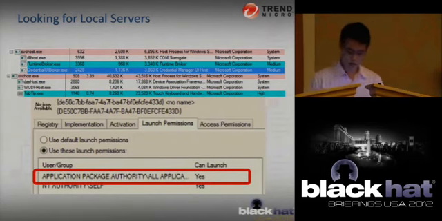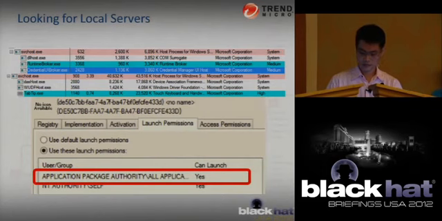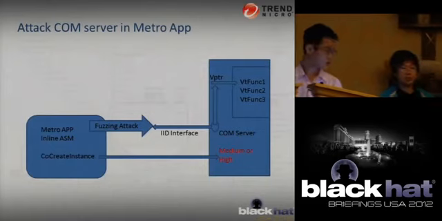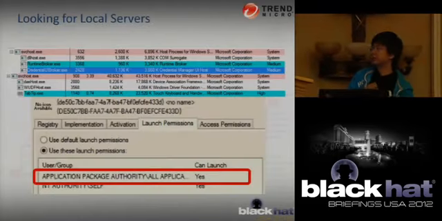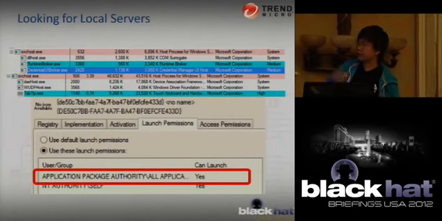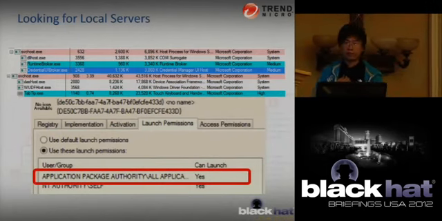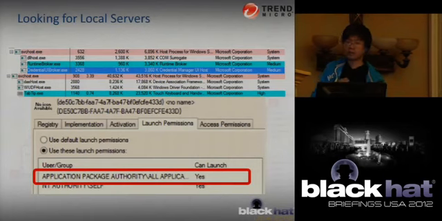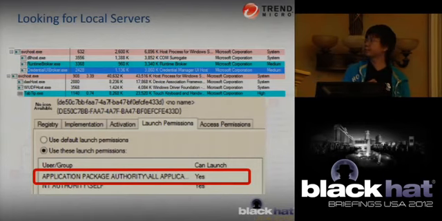So this one has to be granted. Then the Metro app can use this COM server. Not all COM servers you can use. Basically, if the COM server grants this permission for MetroStyle apps, then with this setting, with this granted permission, a MetroStyle app can use this COM server.